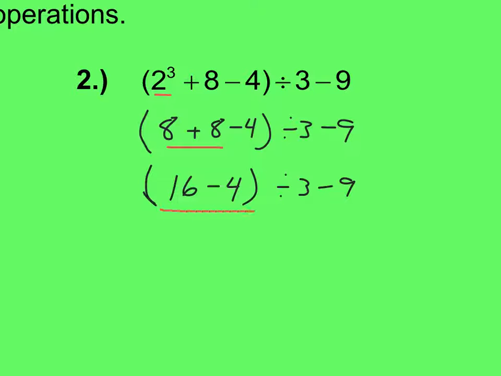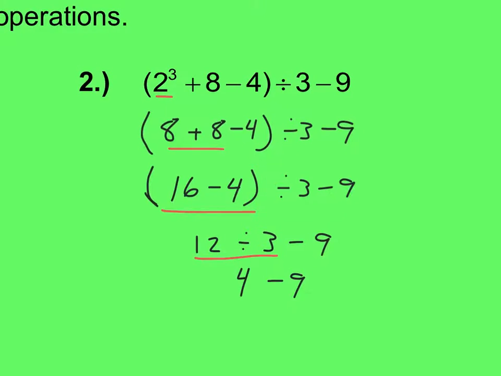Grouping symbols, we still have them. So 16 minus 4, that's 12. I got rid of the grouping symbols because we got it to one number. Divide by 3, minus 9. Well, now we have a division and a subtraction. Division comes first. We have 4 minus 9.